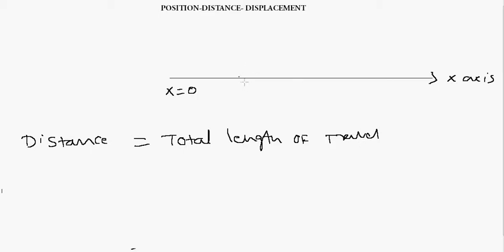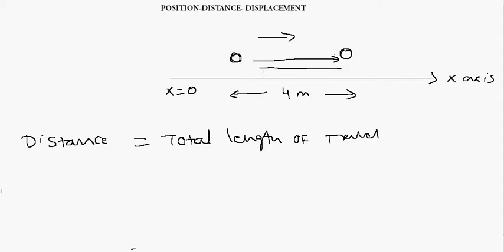For example, you travel from here to this point, which is separated by, say for example, 4 meters, and you're traveling in the direction of positive x-axis. You have traveled from here to here, and you travel back. The total distance covered would be 4 meters up and 4 meters down. Therefore, the total distance you traveled is 8 meters.